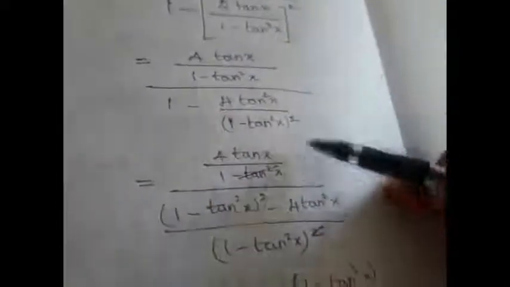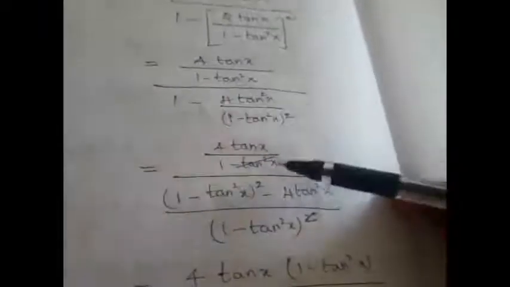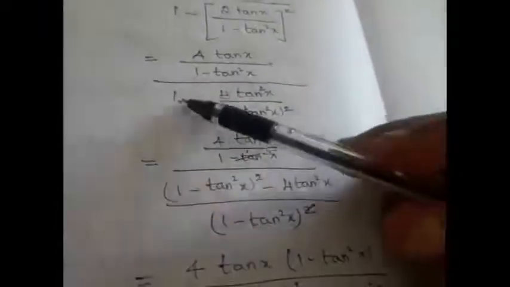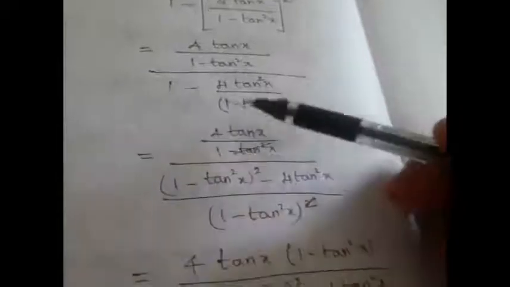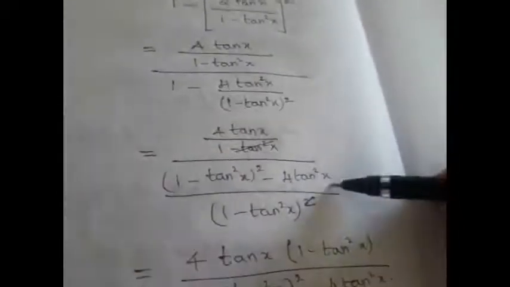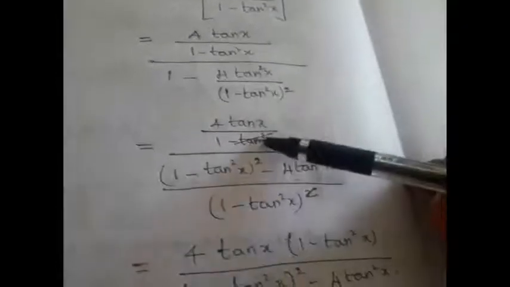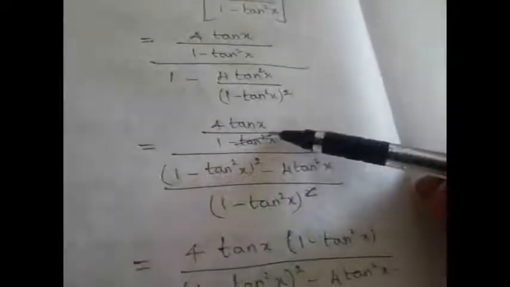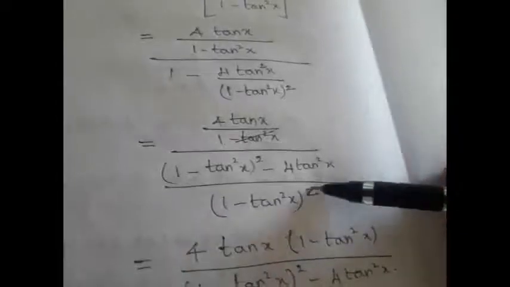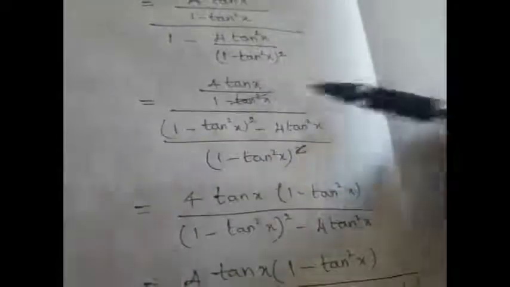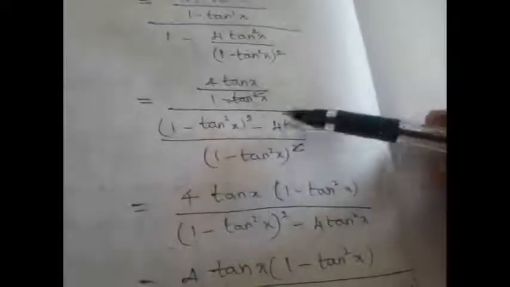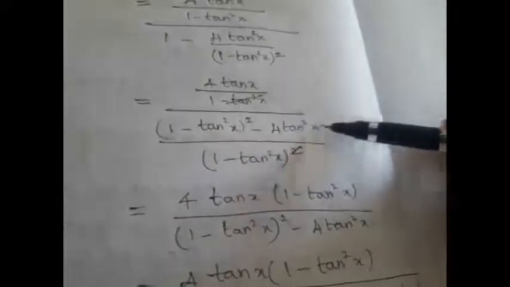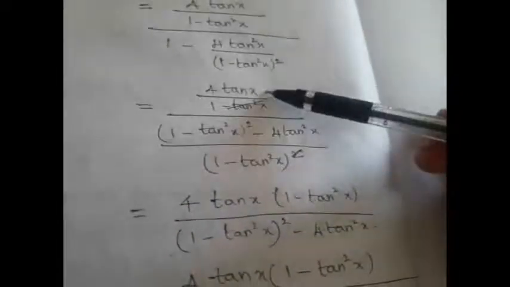So which is equal to, we have taken LCM. The numerator will remain as such. Denominator, when we have taken LCM, 1 into the entire denominator you have to multiply, minus 4 tan square x. Right? So here the denominator is 1 minus tan square x. Here it is 1 minus tan square x the whole square. So 1 term will get cancelled. So 4 tan x divided by 1, the whole divided by 1 minus tan square x the whole square minus 4 tan square x. This denominator will go here, right?